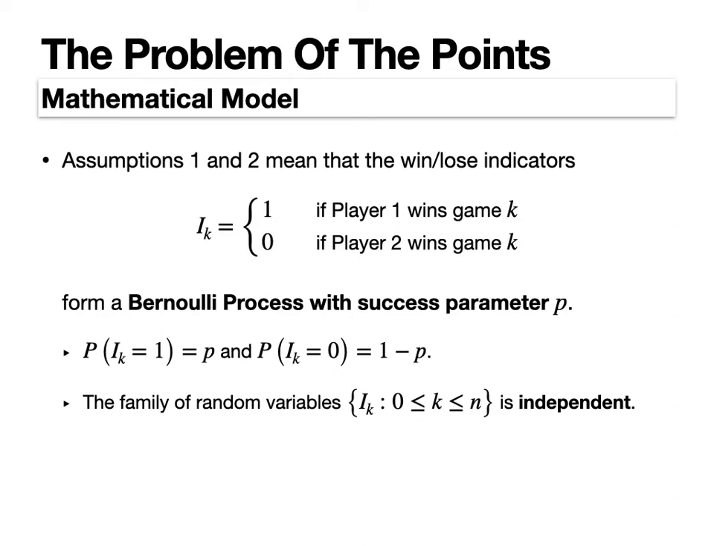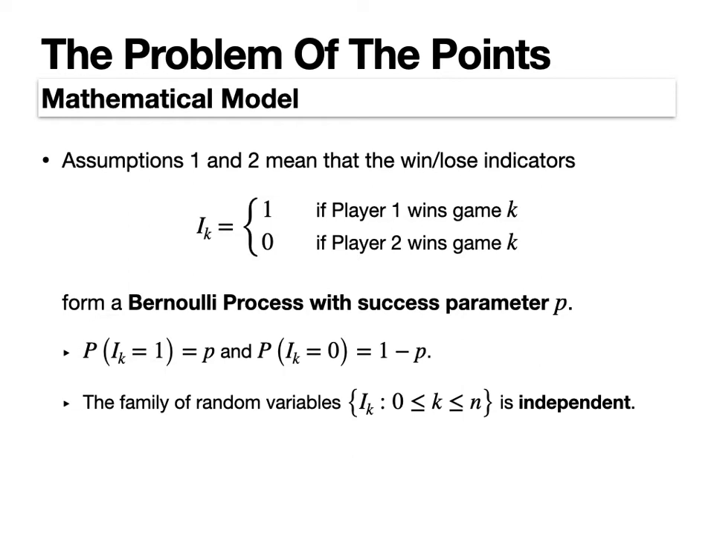So basically the assumptions mean that our mathematical model is going to be a Bernoulli process with success parameter P. So P is the probability that player 1 wins, right? We're basically just modeling everything with respect to whether player 1 wins or not. This is completely general because you could just as well do it with 1 minus P being the success probability for player 2 winning.